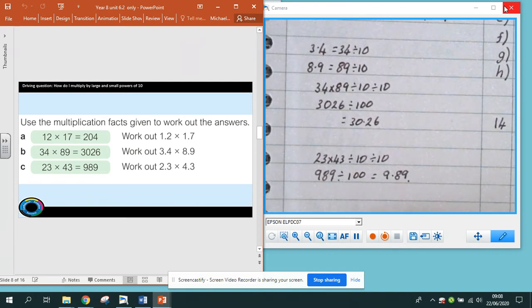And lastly, I've written this a bit shorter because I think we understand this now. We're going to divide. We know that those two numbers multiplied together give me 989. We're going to divide that by 10 and divide that by 10 again, which is the same as dividing by 100. So that gives me 9.89.